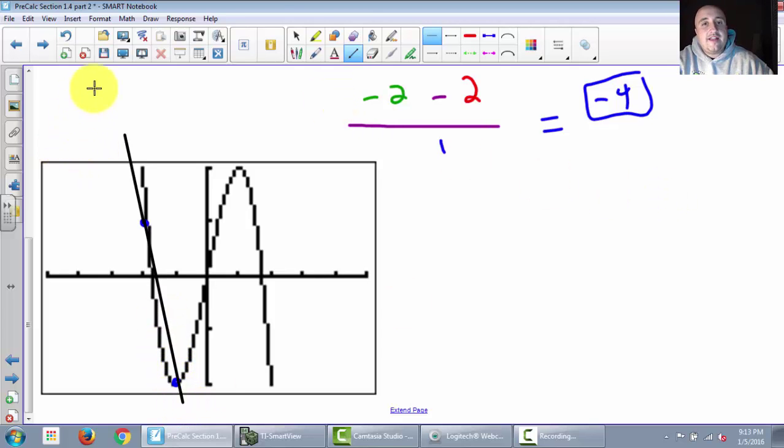From left to right, that line is going down. So this should have a negative slope, and it does. So my average rate of change is -4. All right.